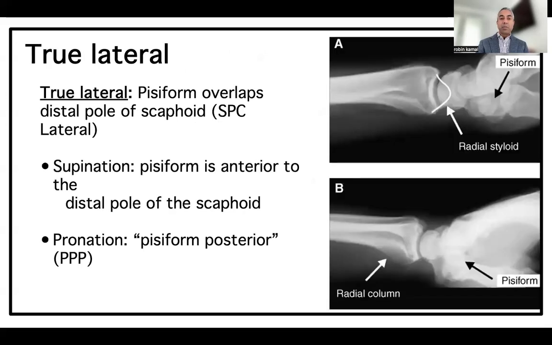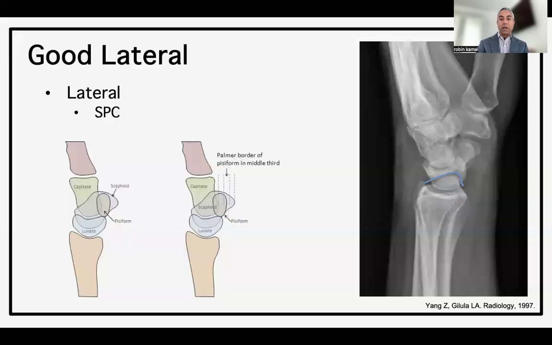On a true lateral, the pisiform overlaps the distal scaphoid. In supination, the pisiform is anterior to the distal pole, and in pronation, the pisiform is posterior. Here's an example of a good lateral of the carpus that's called an SPC lateral, where from volar to dorsal, we see the scaphoid tubercle first, then the pisiform, and then the capitate.